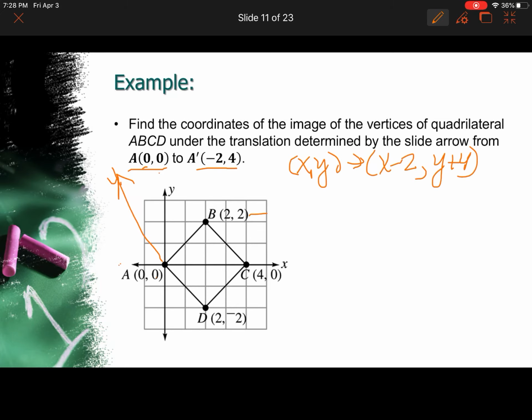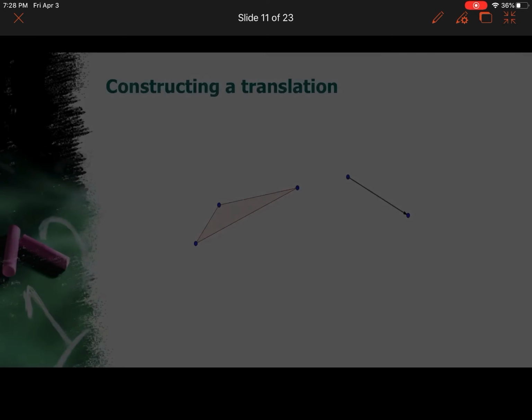Okay, I hope you got that. So (2, 2) is going to go to (0, 6). (4, 0) is going to go to (2, 4). And (2, negative 2) is going to go to (0, 2).